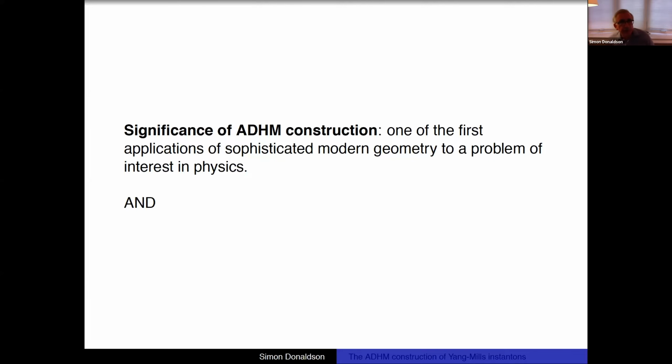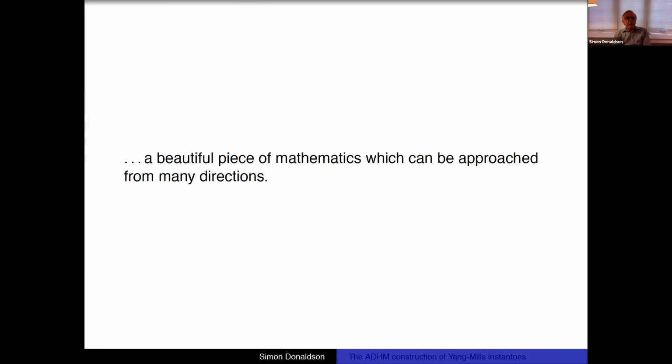So why do I choose to talk about this work? What is the special significance of it? Well, there are many things that one could say. On the one hand, it was one of the first applications of sophisticated techniques from modern differential geometry and algebraic geometry to a problem of great interest in physics. On the other hand, it's also a beautiful piece of mathematics which can be approached from many directions and connected with many other things, as perhaps we'll see some of later in the talk.